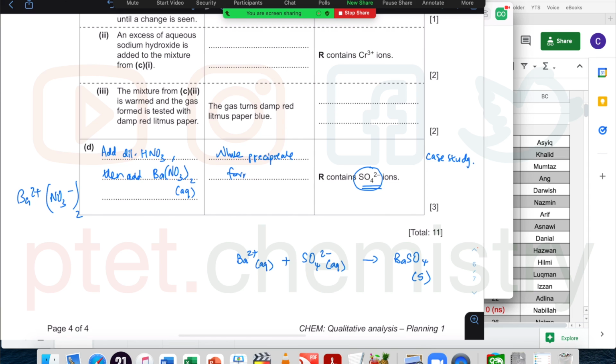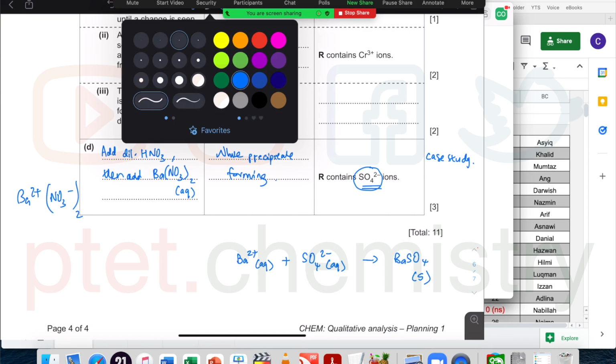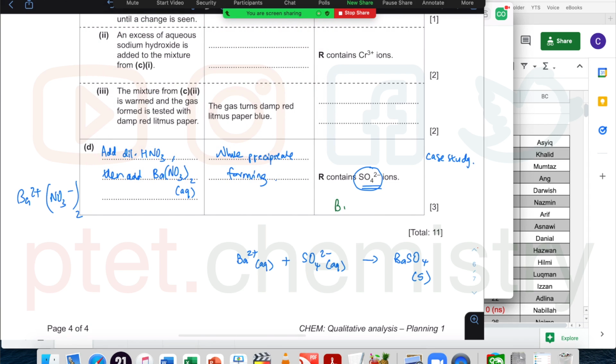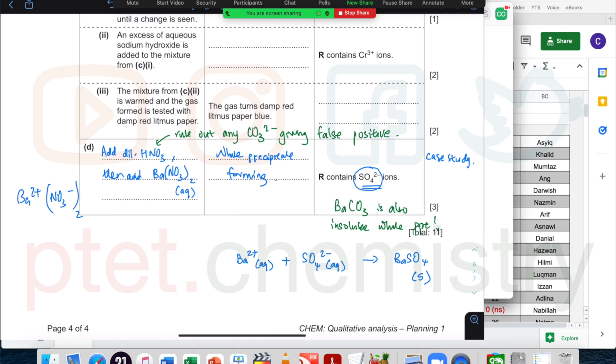Now, why in the world did we add the dilute nitric acid first? Because barium carbonate is also an insoluble white PPT. So again, for the same reasons, we want to rule out any carbonate giving a false positive. Because barium carbonate, if without this, barium nitrate plus anything with carbonate, will give you a white precipitate. You cannot 100% say it's sulfate.